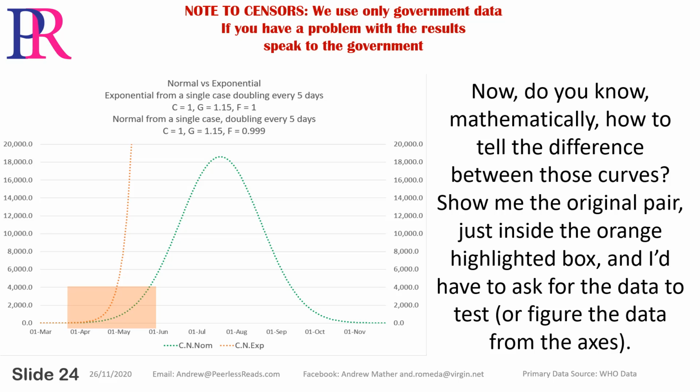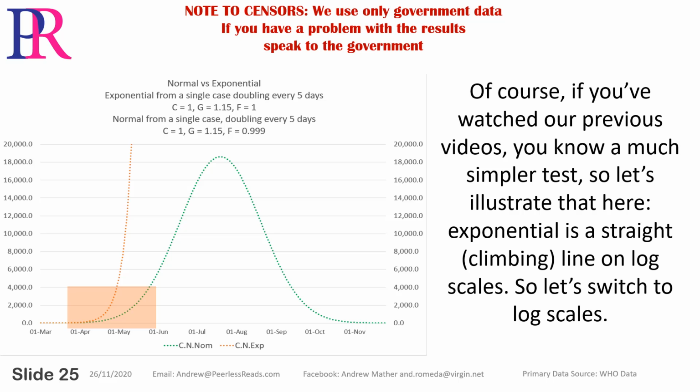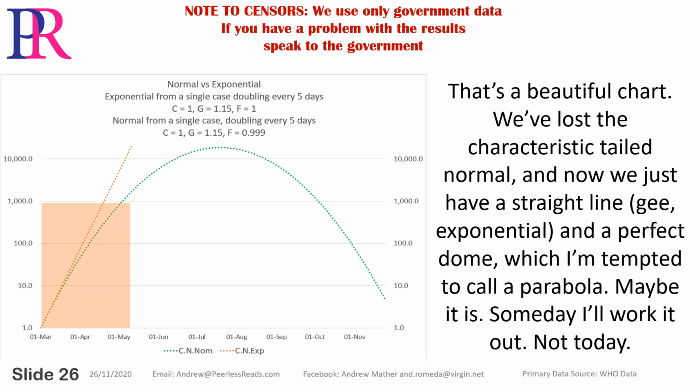Show me the original pair just inside the orange highlighted box, and I'd have to ask for the data to test or figure the data from the axes. Of course, if you've watched our previous videos, you know a much simpler test, so let's illustrate that here. Exponential is a straight climbing line on log scales. So let's switch to log scales.